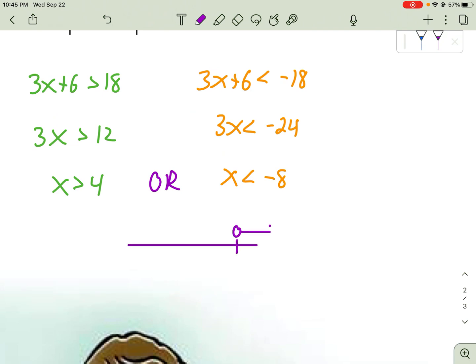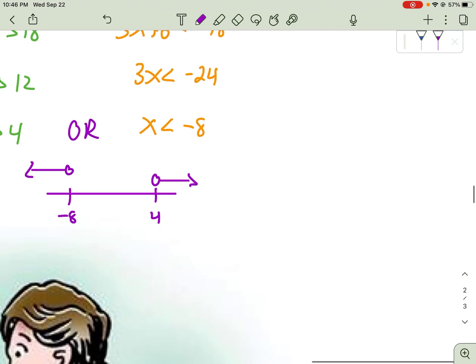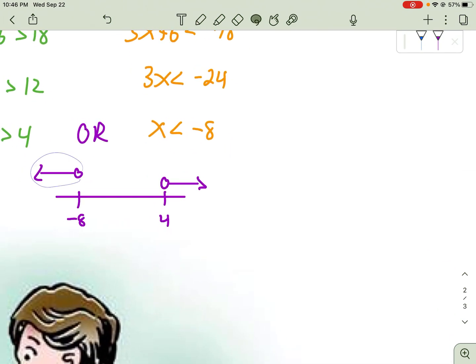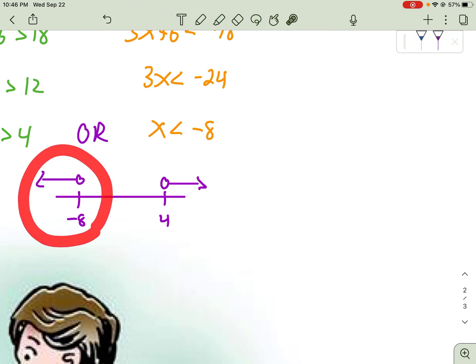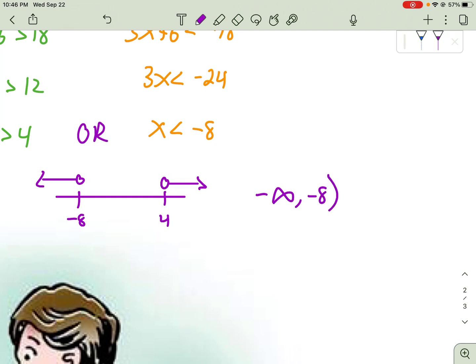So we're just going to say or right there, and then x greater than 4 is here and goes that way, and then negative 8 is here and goes this way. And in interval notation, we go negative infinity to negative 8, open parentheses on everything there, union, and this starts at 4 and goes on forever, so 4 to infinity.